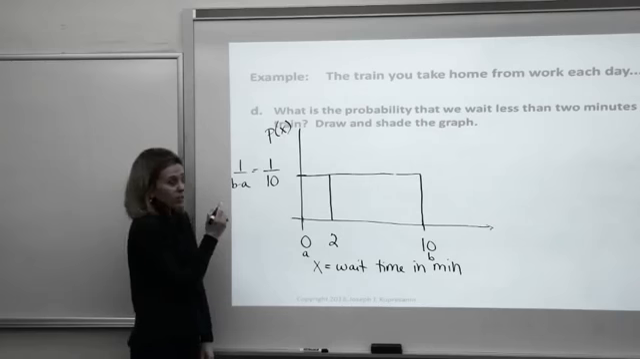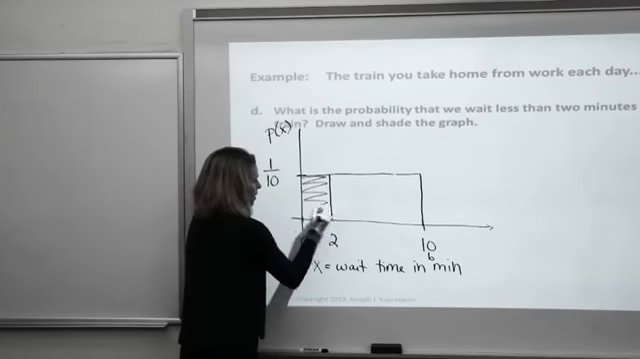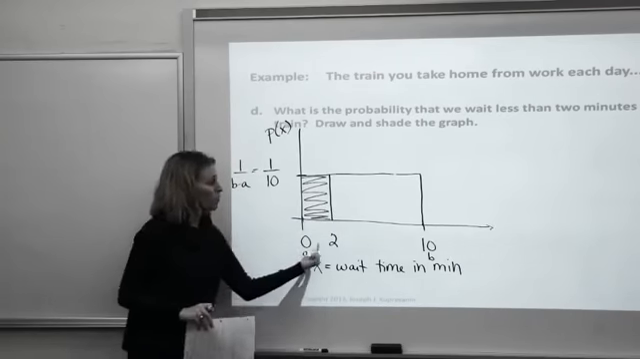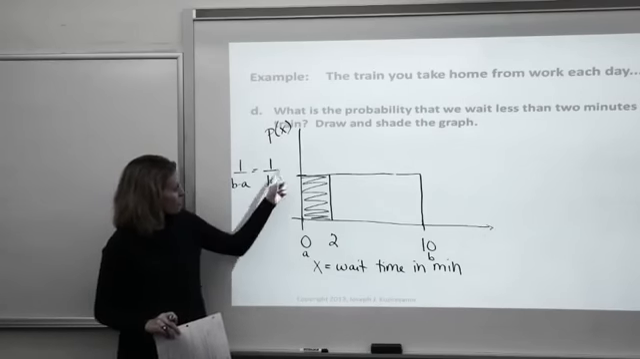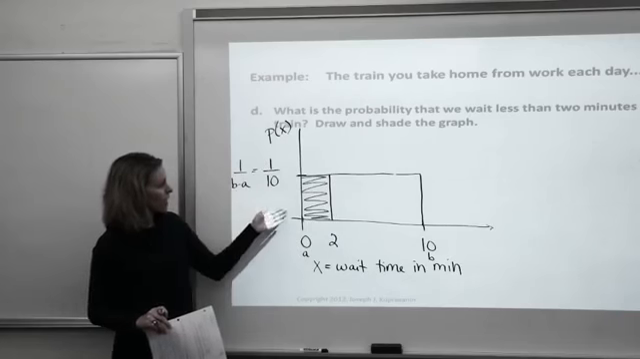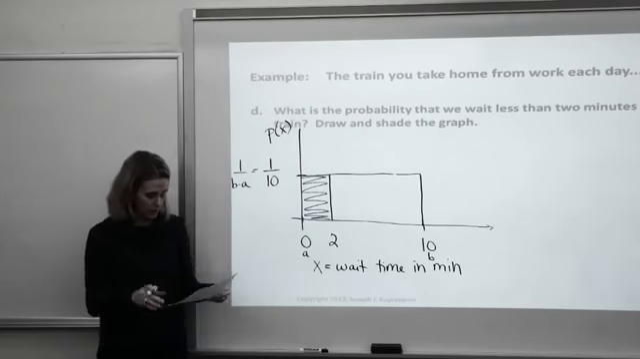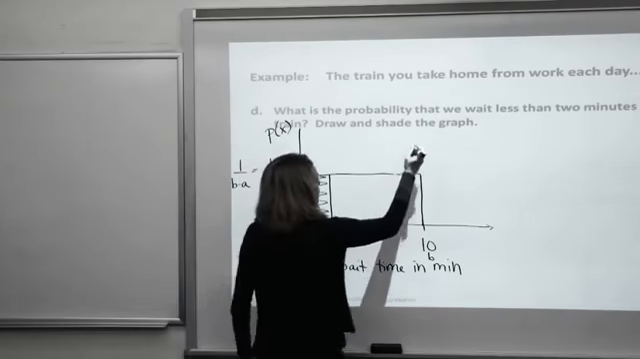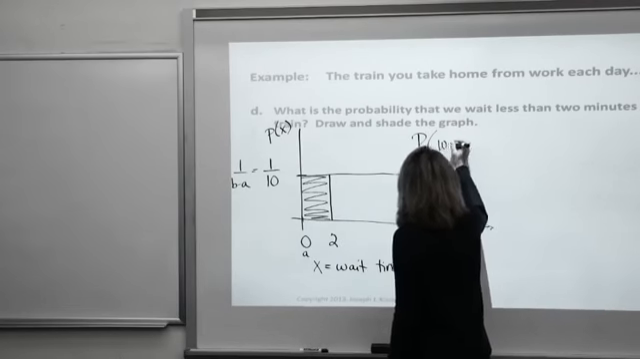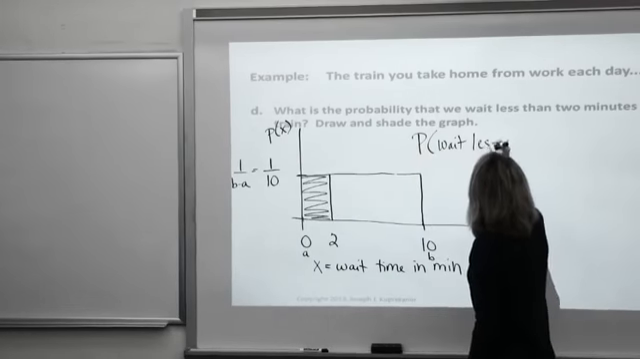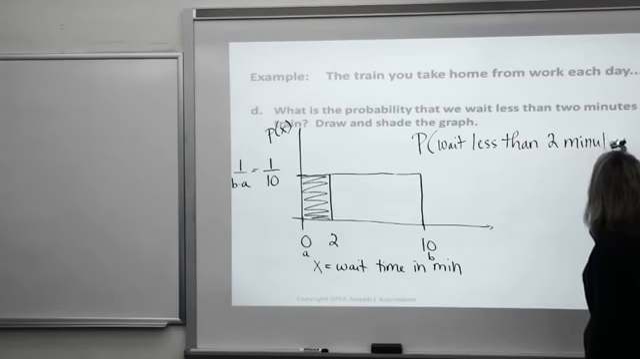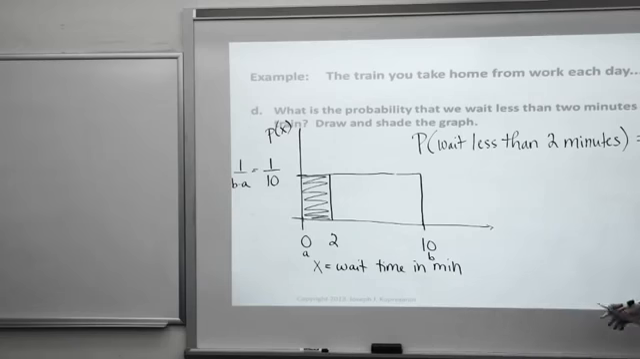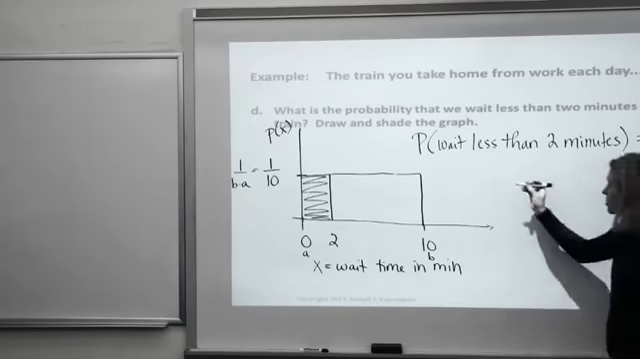And we can be anywhere less than 2 minutes. So I'm going to shade here. We can wait 1.999 minutes and we waited less than 2 minutes. If I find the area of that rectangle, that area corresponds to the probability. So if I want to know the probability that we wait less than 2 minutes, that is the area under the rectangle from 0 to 2.